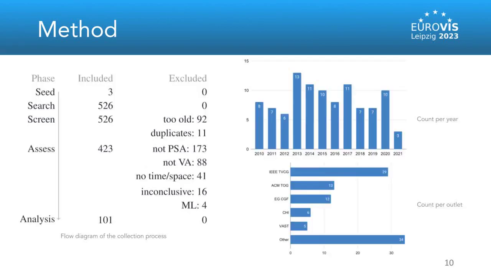On the left is a flow graph of the pipeline. You see that from 3 seed papers we found 526 papers through forward and backward, citing and cited by search, from which after screening and assessment remained 101 papers. On the right you see the paper count per year and paper count per outlet. The most common outlet was TVCG and we cover the extended visualization community.